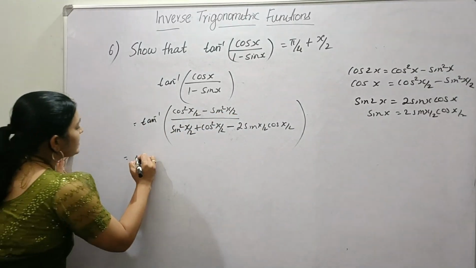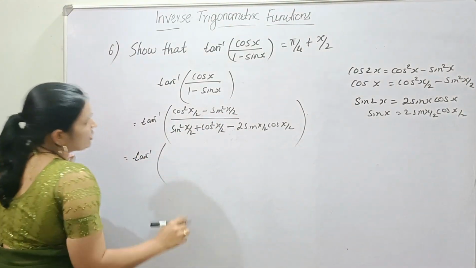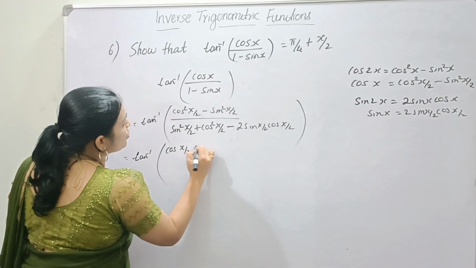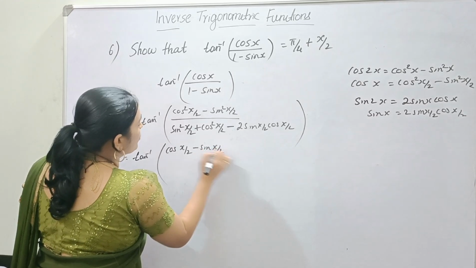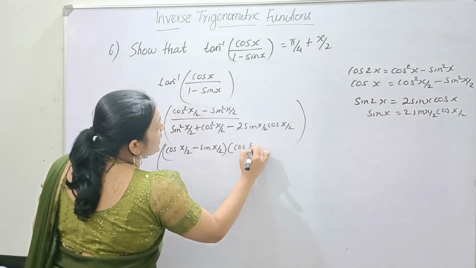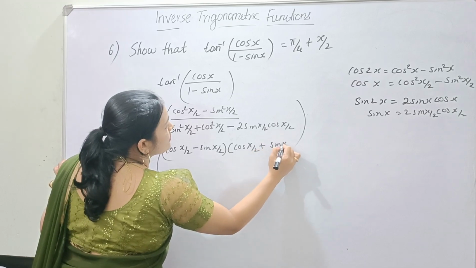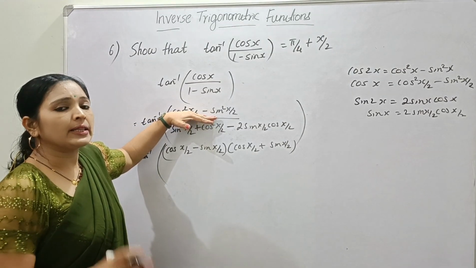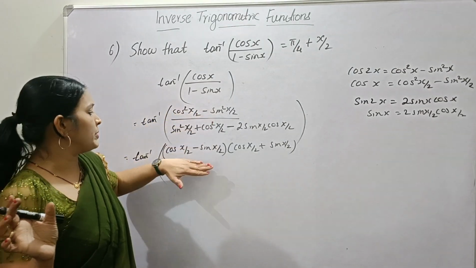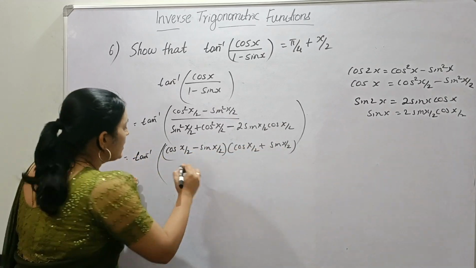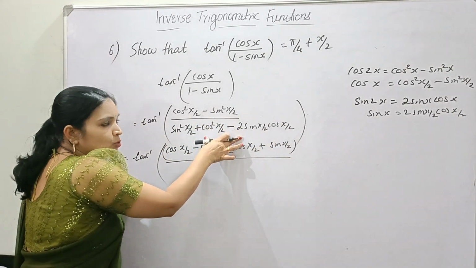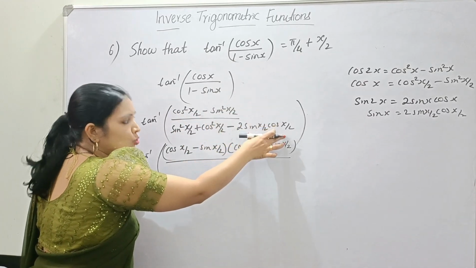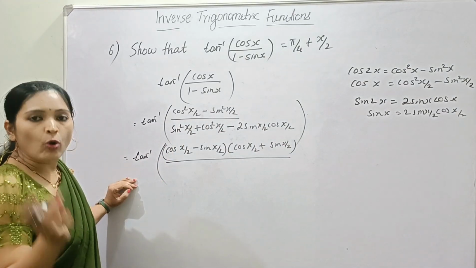So now let us write it as tan inverse of a square minus b square, that is cos x by 2 minus sin x by 2 into cos x by 2 plus sin x by 2. Understood? That is, a square minus b square is nothing but a minus b into a plus b. Divided by, now it is of the form a square plus b square minus 2ab, right? That is nothing but a minus b whole square.